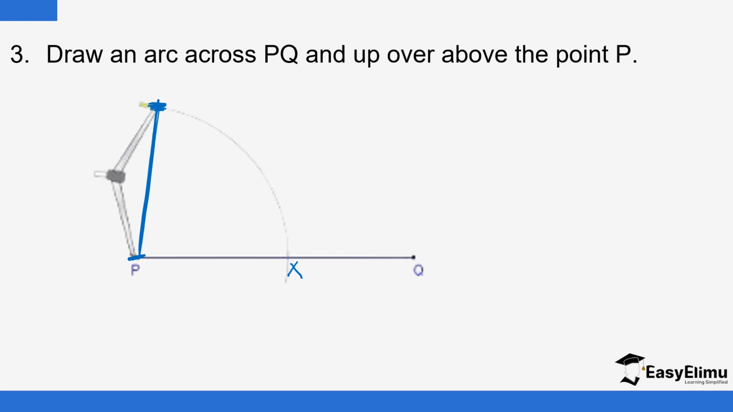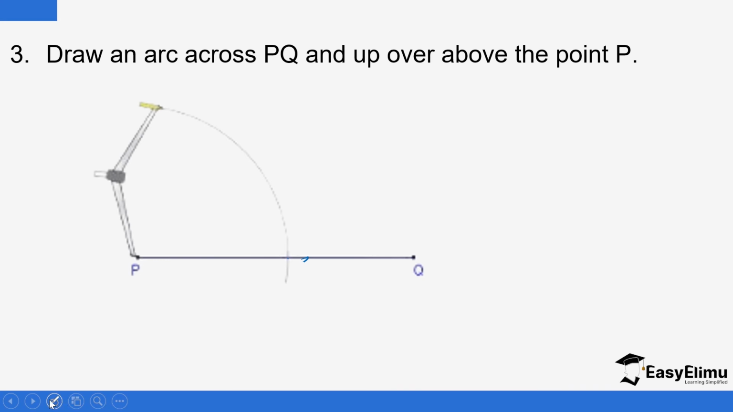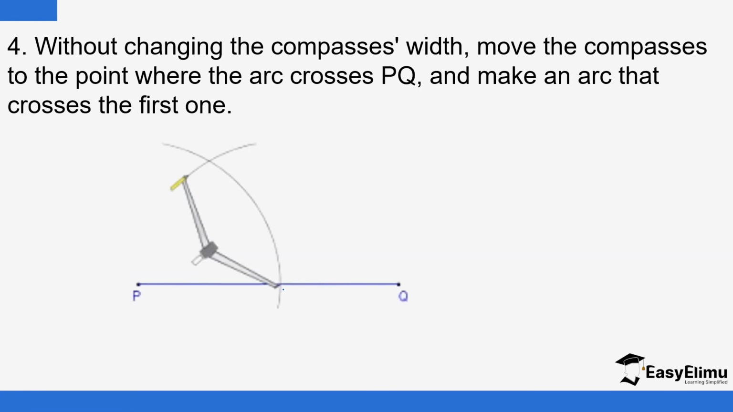So you maintain that radius, and now you use this point here as the center. So you have to make an arc to cut the other one up there. You see, so that's what you're going to do. So maybe you label this one X or whichever convenient letter you want to use. And then you see, so this is our X, and then you make another arc. So where these two arcs meet, you can call it even a letter like R.